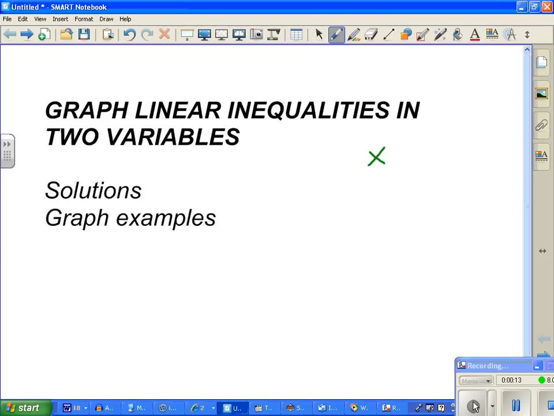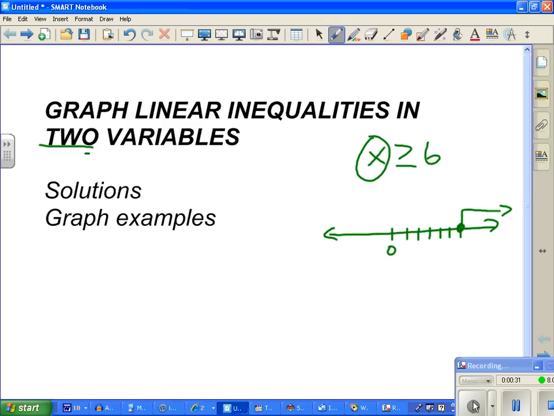So if x is greater than or equal to 6, we get our number line, we mark 0, 1, 2, 3, 4, 5, 6, closed dot because it's equal to, and x is greater than, so we go to the right. We know how to do that, but notice that's only one variable. Now we're going to graph it in two, so we're going to have an x and a y-axis. We'll get into solutions for those, and then we'll graph several examples and go from there.